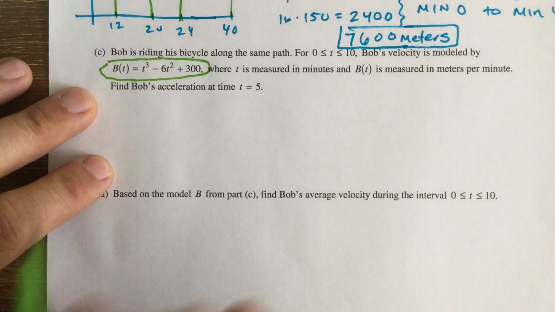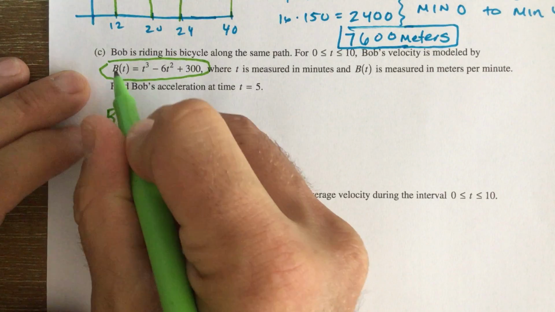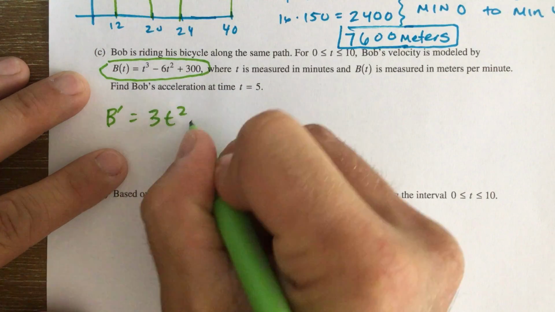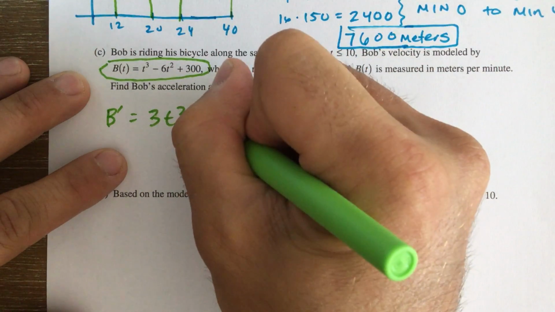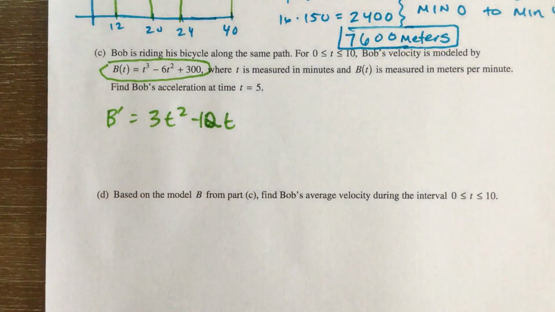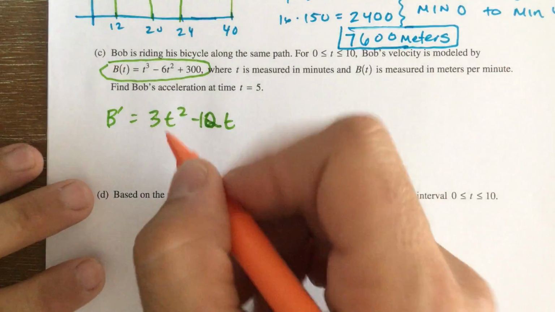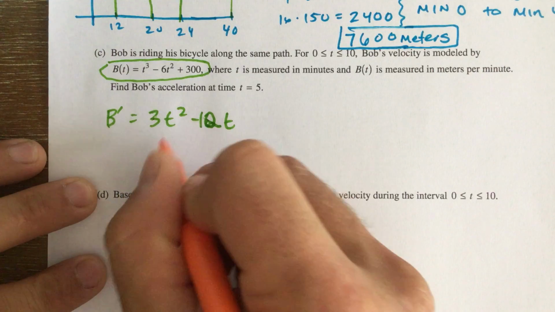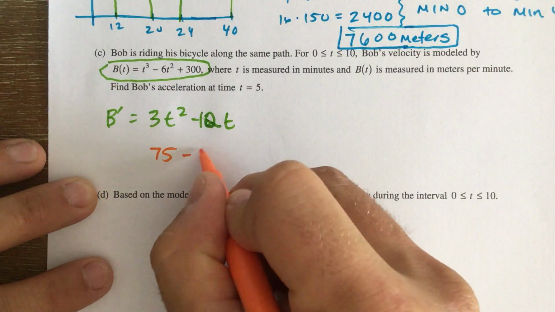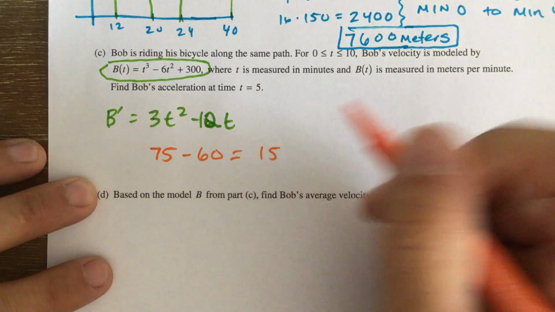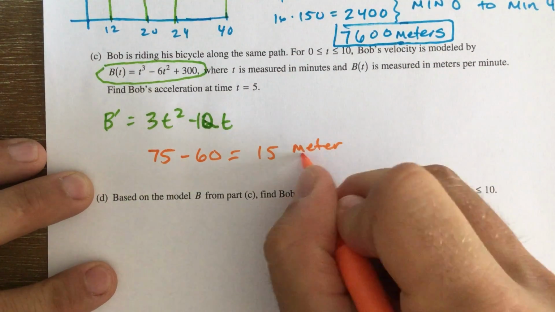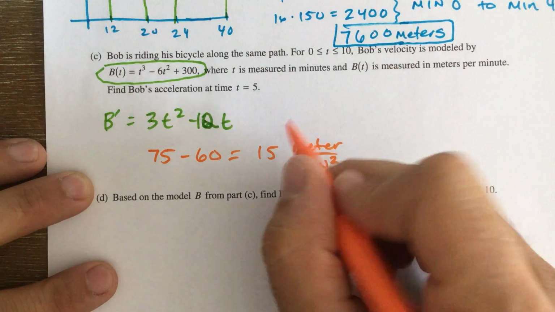So that's actually pretty straightforward. This is velocity, so the derivative of b is b prime, and the derivative of this thing is going to be 3t squared minus 12t, and then the 300 is gone, just using the power rule. So from here, I have to plug in a 5. So we have 3 times 25, that's going to be 75. And plugging in a 5 here, 12 times 5 is going to be 60. So the final answer is going to be 15, and I'm going to use the units. 15 meters per minute squared. Meters per minute per minute.